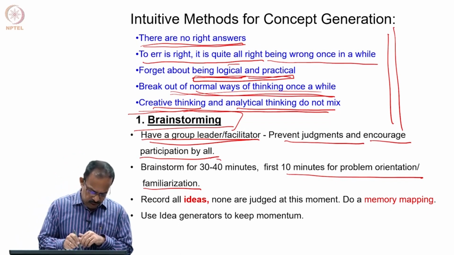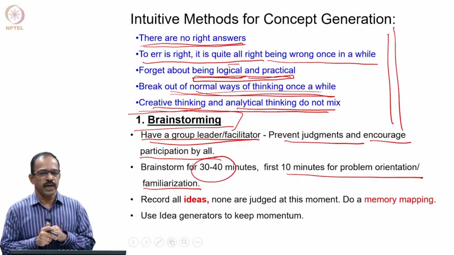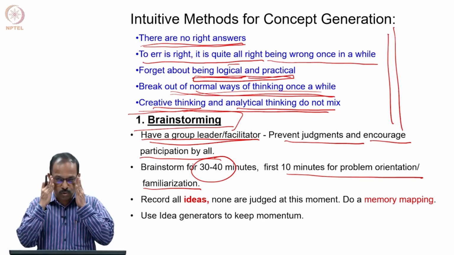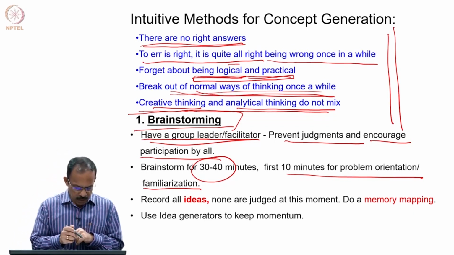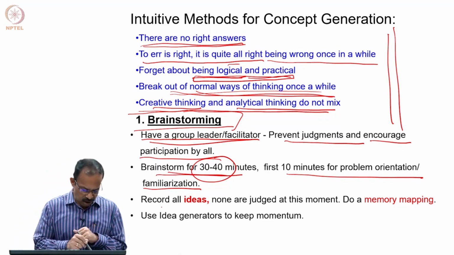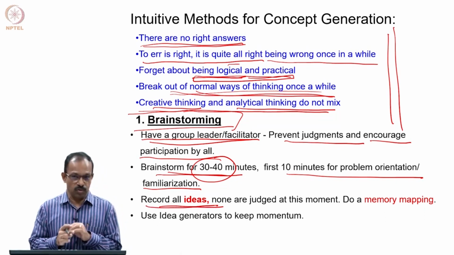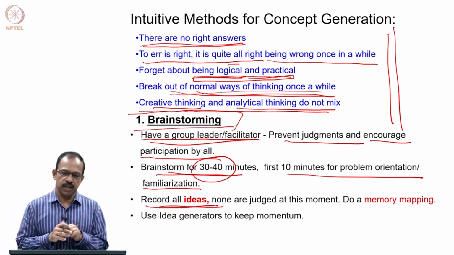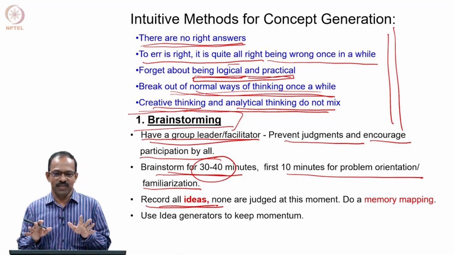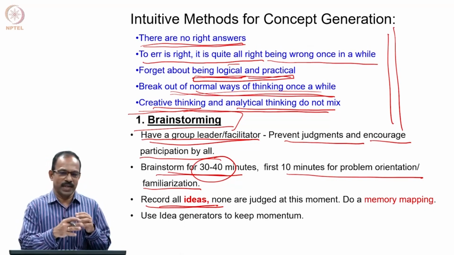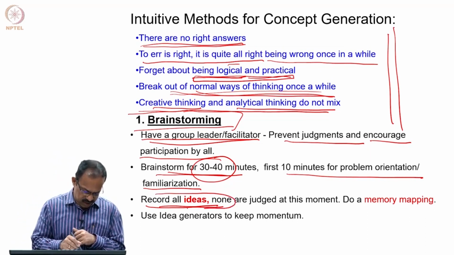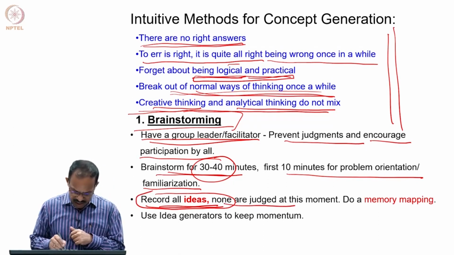Then go for 30 to 40 minutes of very intense brainstorming. That is the period when you start getting more and more ideas to solve that particular problem. So, brainstorm for 30 to 40 minutes, and at the end of this, record all ideas. Here what we are getting is only ideas, they are not concepts at this stage. They are basically ideas to solve the problem, very abstract and not at all detailed, and many of them may not be practical, or many of them may not be logical at this stage, but whatever it is, record all ideas, okay, and none are judged at this moment.